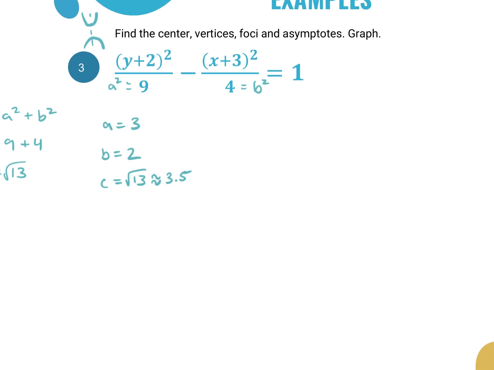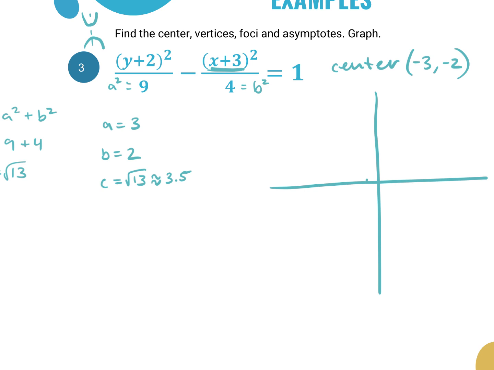So let's graph. What's our center here? Awesome. -3, -2. Perfect, because the x or the h is with the x. So let's graph our center. So we're going to go to the left 3 and down 2. So there's our center for our hyperbola.